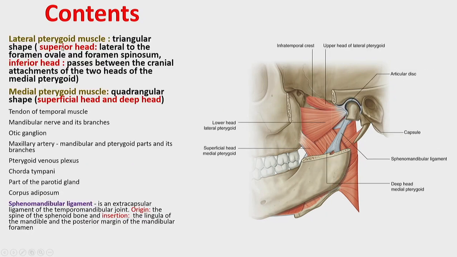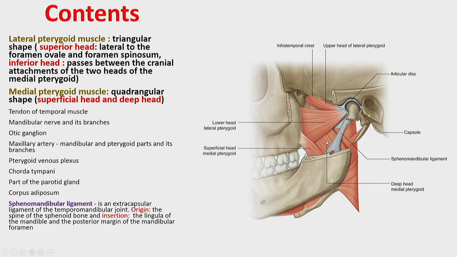Another content, the largest content, is the lateral and medial pterygoid muscle. You know these already. We said it several times in TMJ, that the lateral has a superior head and inferior head, and the medial has a deep head and superficial head. The superior head attaches to the disc and articular capsule of the TMJ, the inferior to the pterygoid fovea of the neck of the mandible.